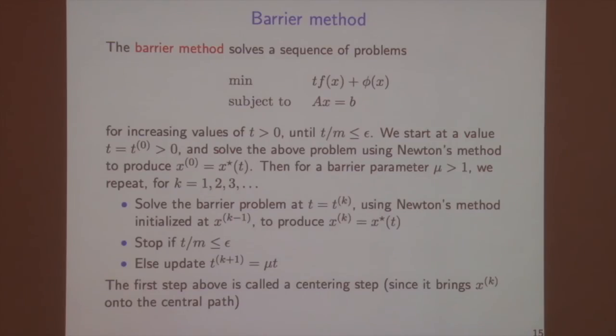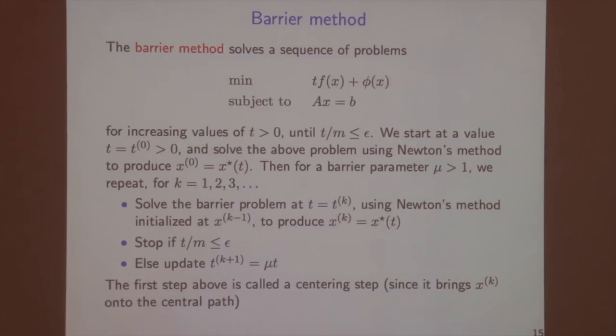So after that caveat, let's get to the actual barrier method. For the barrier method, we're going to solve a sequence of barrier problems as t increases until we get t over m less than or equal to epsilon, because that's our duality gap stopping criterion. We start at some value of t, which we might call t naught. We're going to solve this problem using Newton's method, and we're going to call the result x naught, which is just the solution to this problem when t was t naught.